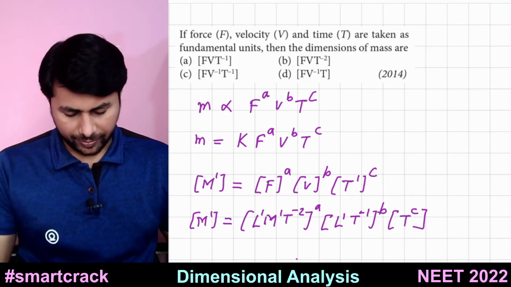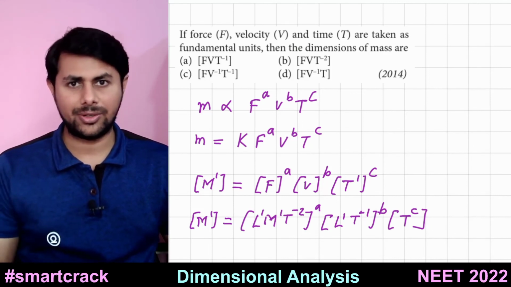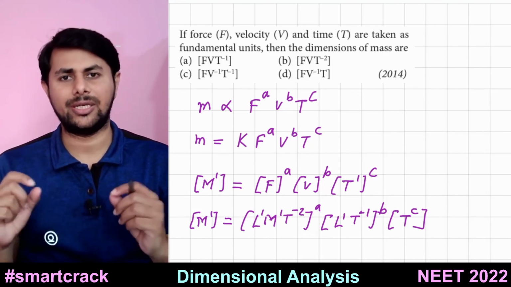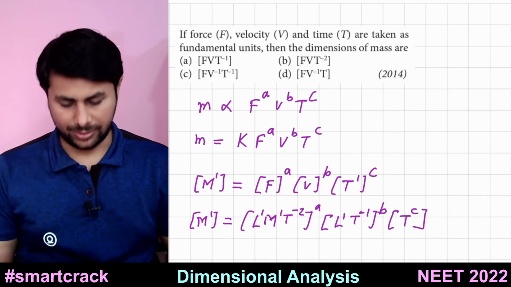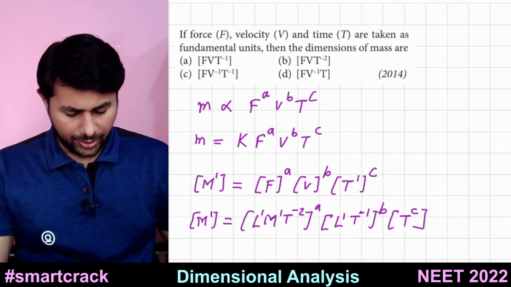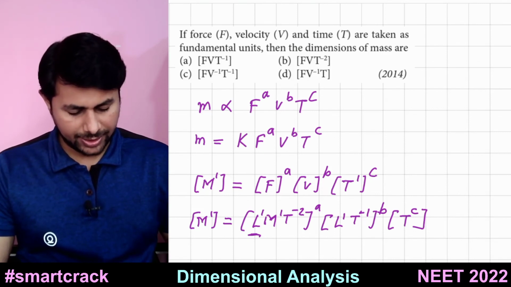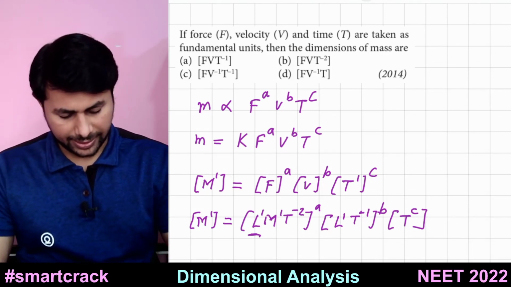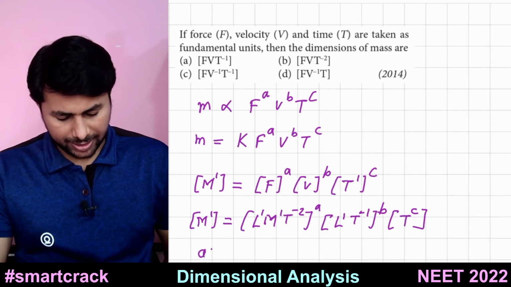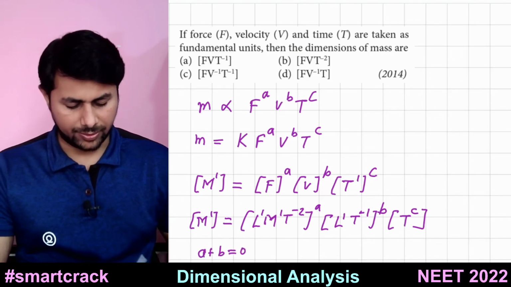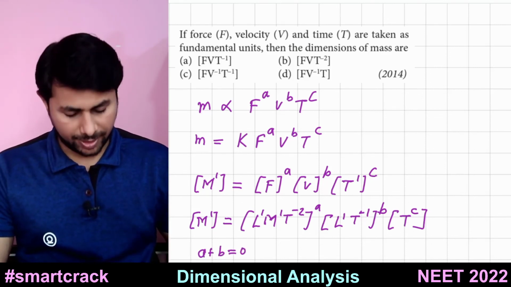So what do we get? So there is no length and no time on left hand side. That means their powers must be equal to 0. Okay, so on right hand side we have L raised to what? 1a from this term, 1b from the second term. So we get a plus b equals to 0. That is a is equal to minus b.